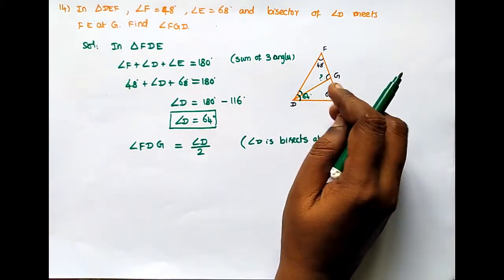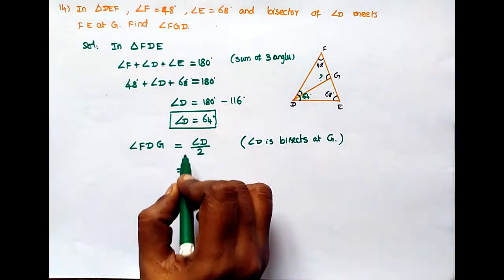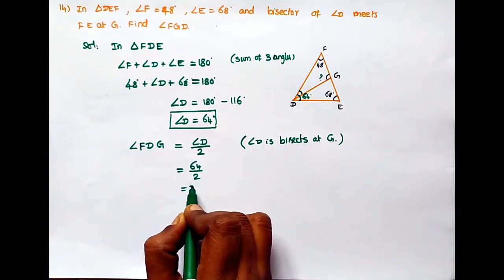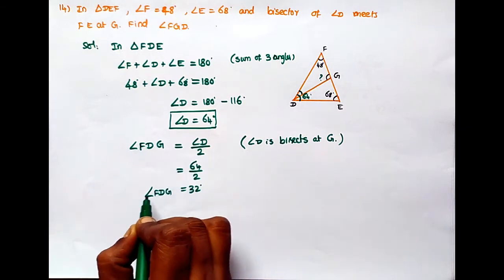Bisect means divided by 2. So angle D is what? 64 by 2, that is equal to 32 degrees. That is angle FDG.